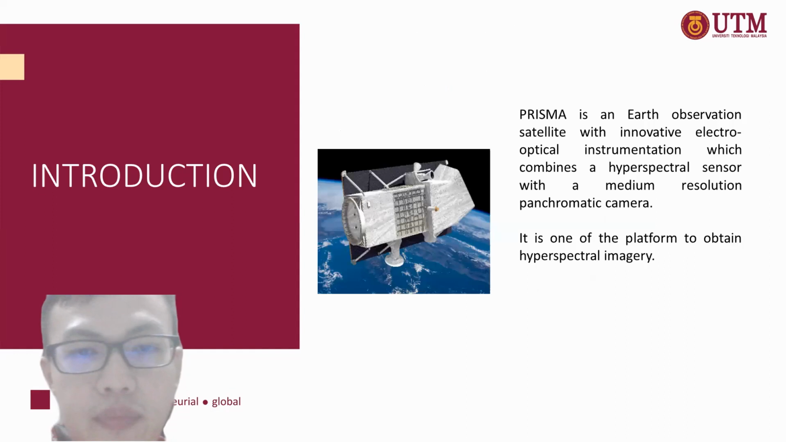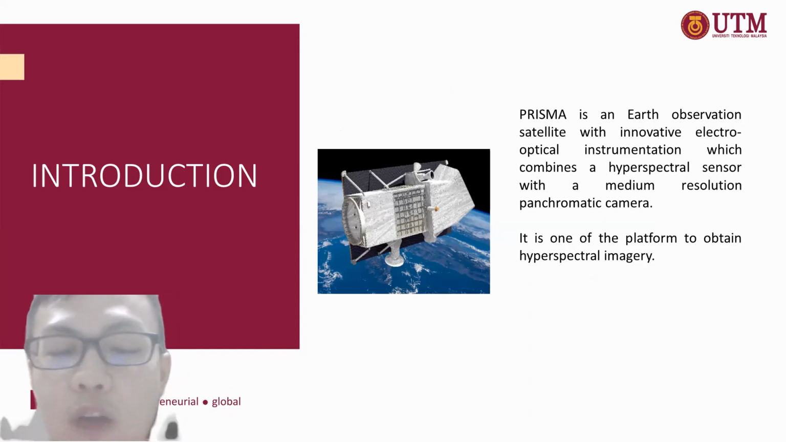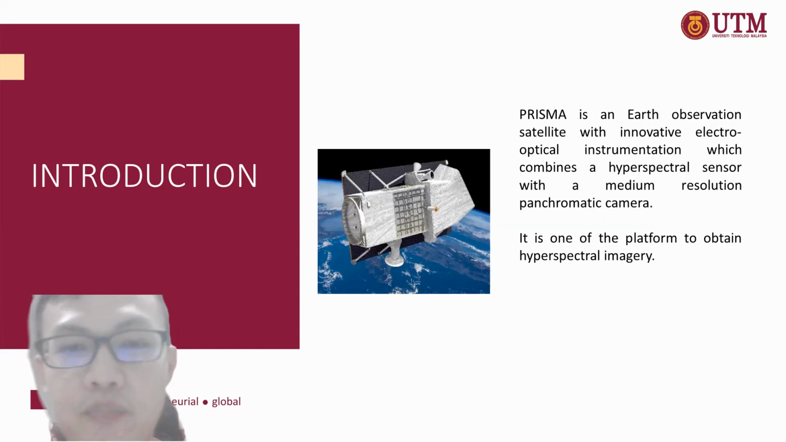And next, the hyperspectral imagery I will obtain from PRISMA. So what is PRISMA? PRISMA is an Earth observation satellite with innovative electro-optical instrumentation, which combines a hyperspectral sensor with a medium resolution panoramic camera. It is one of the platforms to obtain hyperspectral imagery. So I will obtain the hyperspectral imagery from this PRISMA platform.